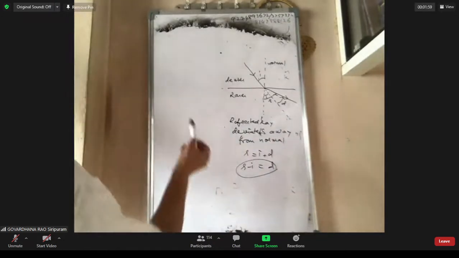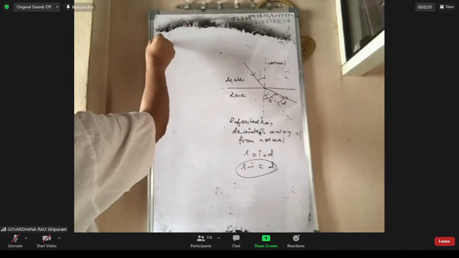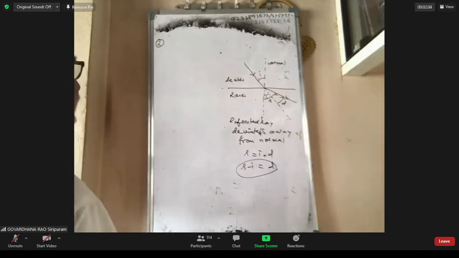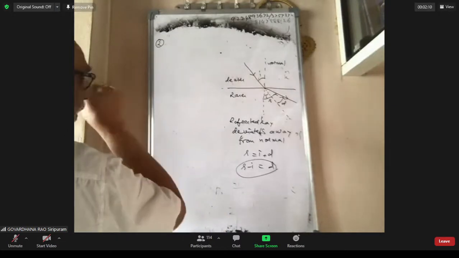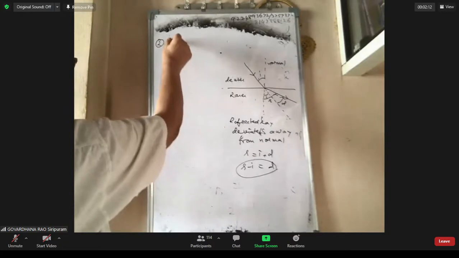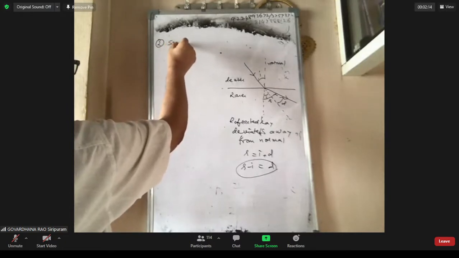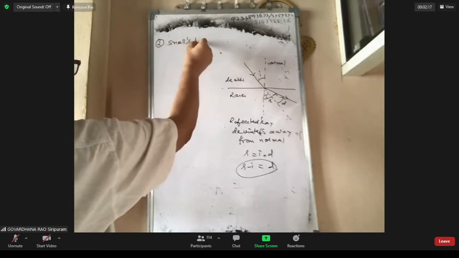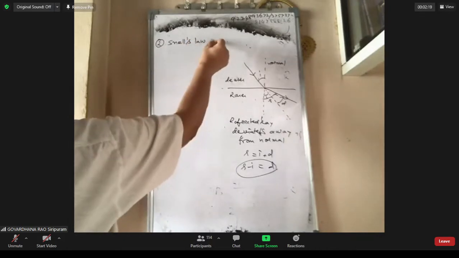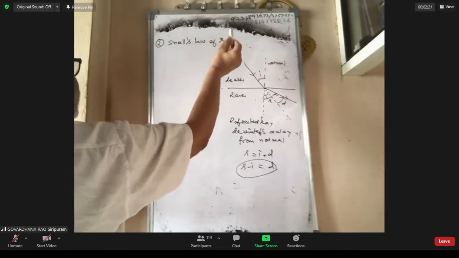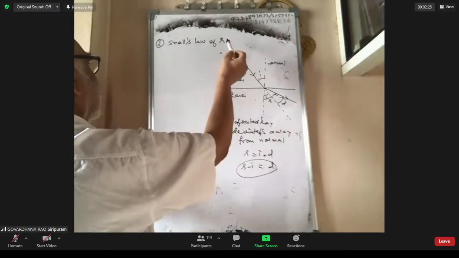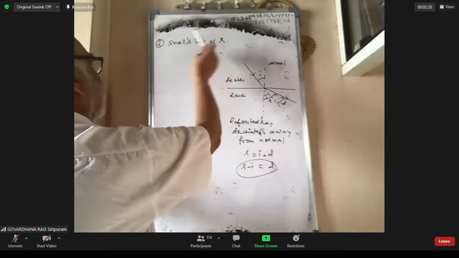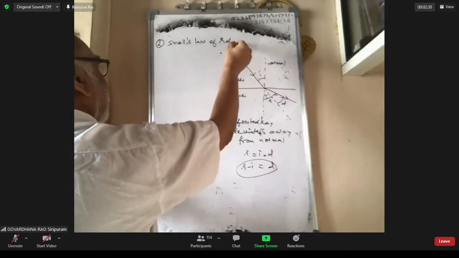Next. Point number 2. Snell's law of refraction.